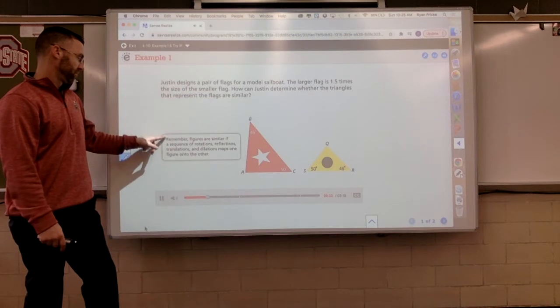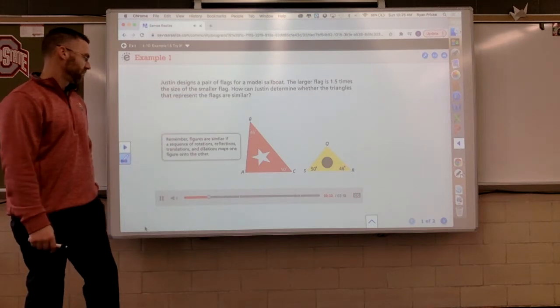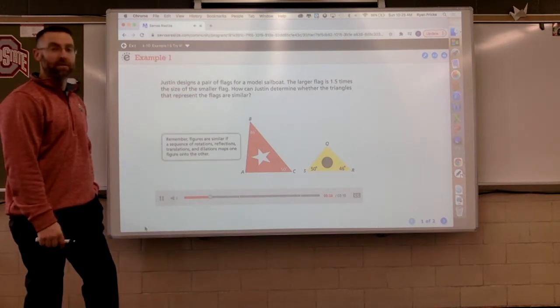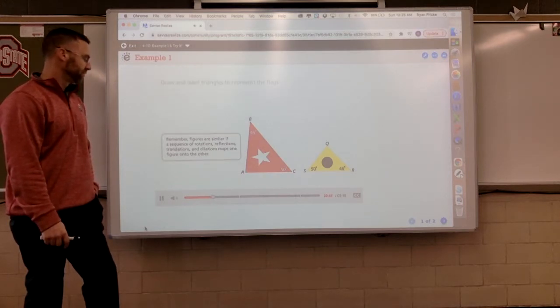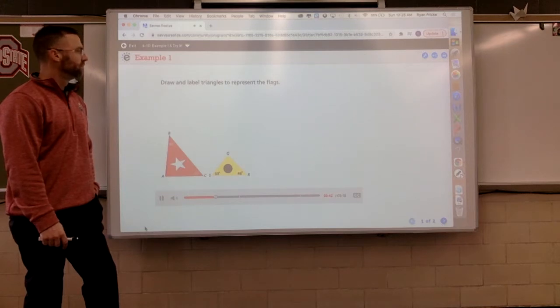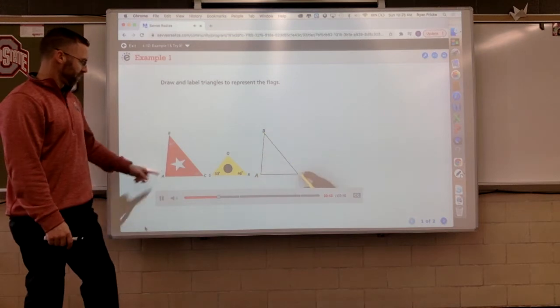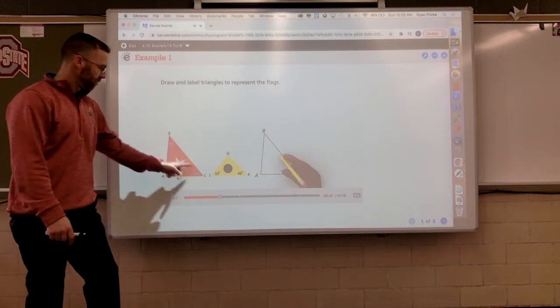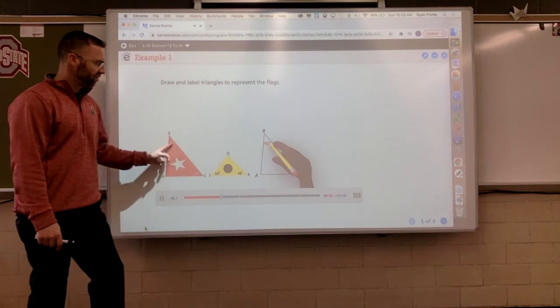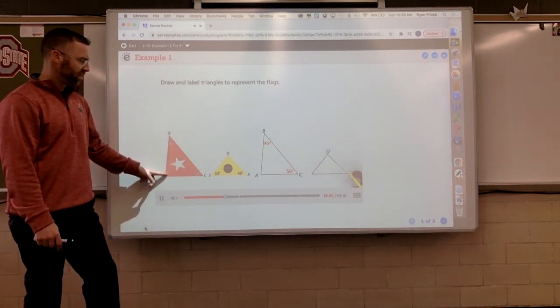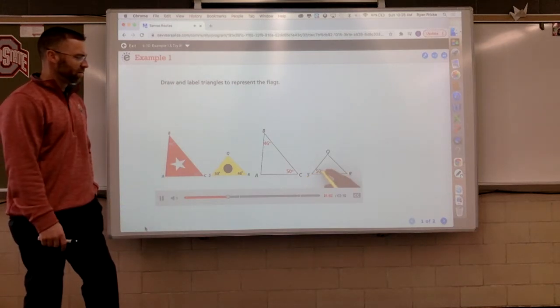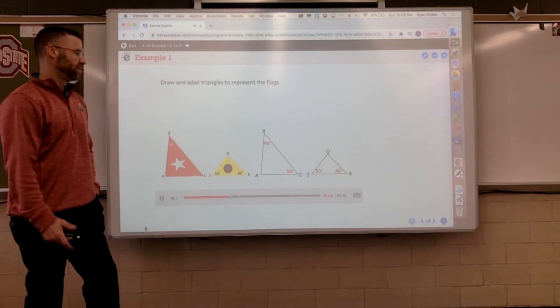Remember, figures are similar if a sequence of rotations, reflections, translations, and dilations maps one figure onto the other. Begin by drawing and labeling triangles to represent the flags. We'll first draw triangle ABC. The measure of angle B is 46 degrees, and the measure of angle C is 50 degrees. Then let's draw triangle QRS. The measure of angle S is 50 degrees, and the measure of angle R is 46 degrees.